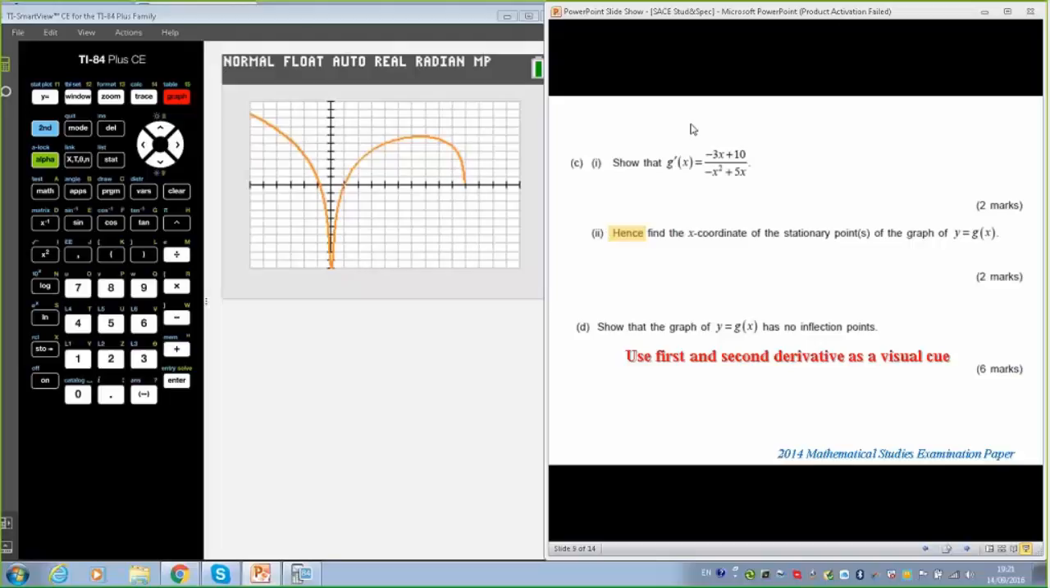So here it is talking about the derivative. Not going to help us too much. It's just to show that. Again, why is it to show that? Well, if you can't do this, you can still do the next question. Notice it is a hence, so you have to be using this answer to solve part 2. The graph on its own will get you no marks. We have to use it.